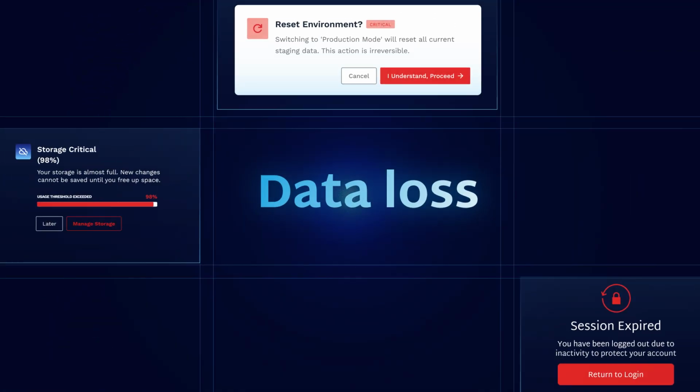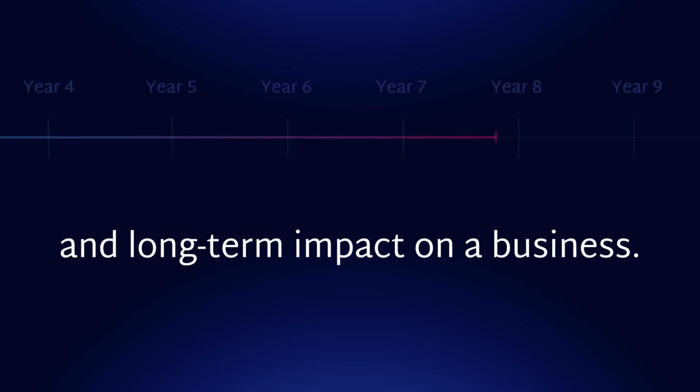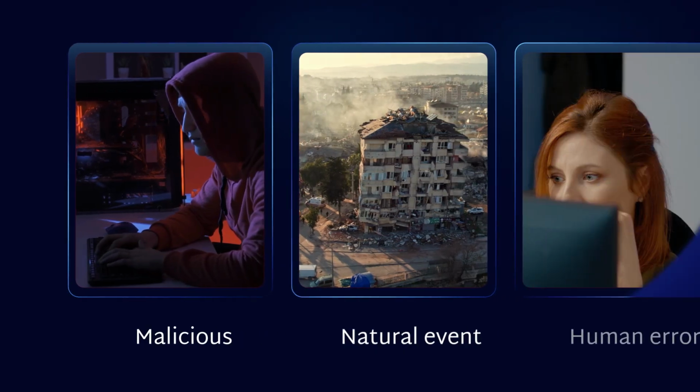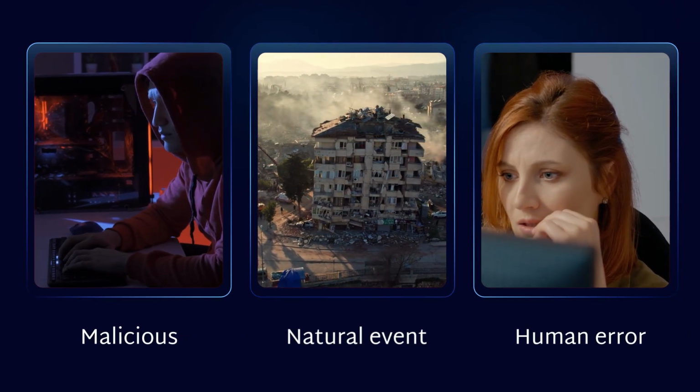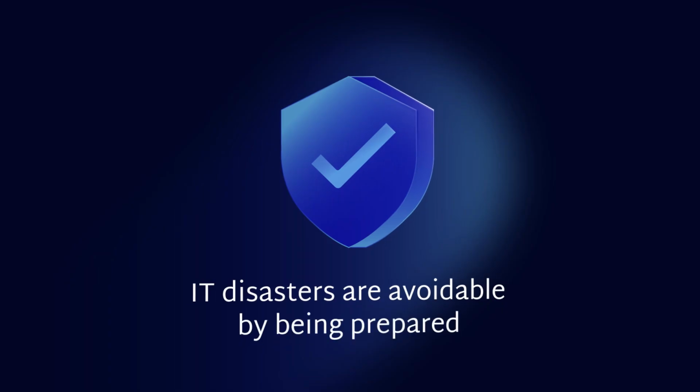No matter how they happen, downtime, data loss, and data corruption can have a severe short-term and long-term impact on a business. Whether the event is malicious, based on a natural event, or attributable to human error, the far-reaching effects of an IT disaster are avoidable by being prepared.